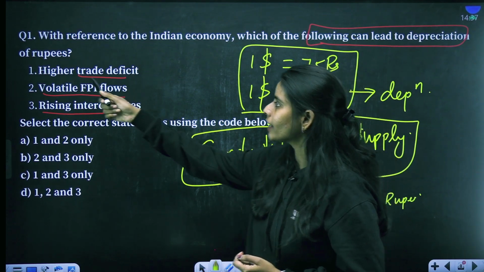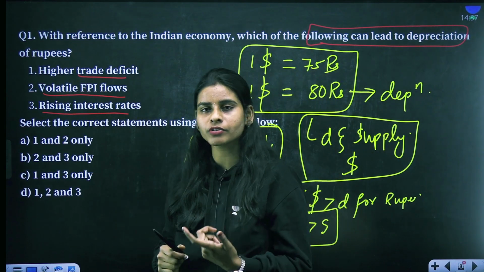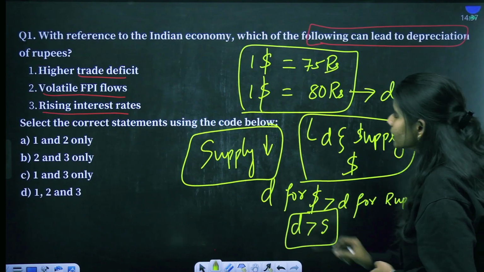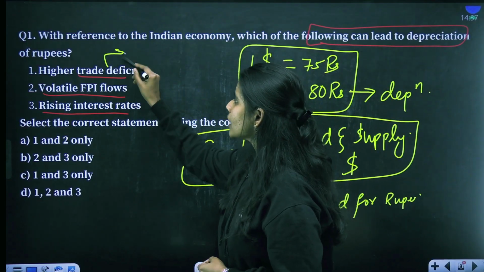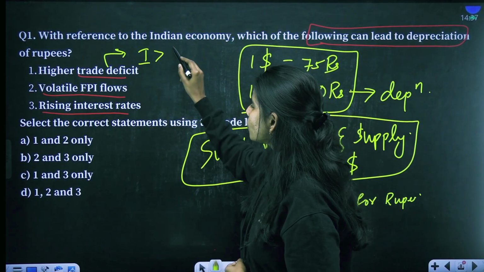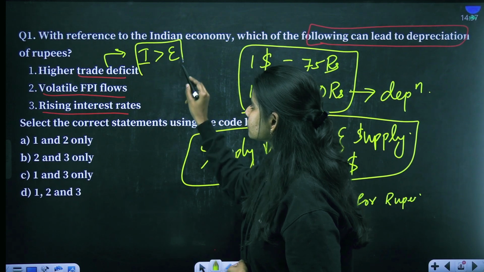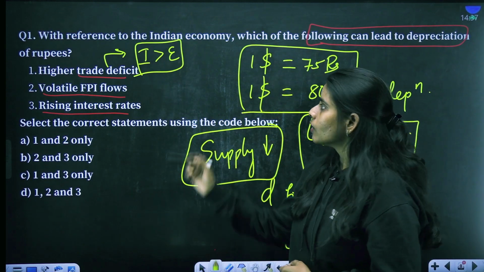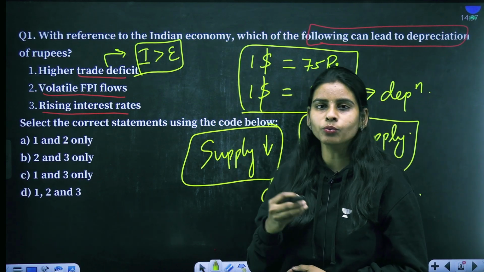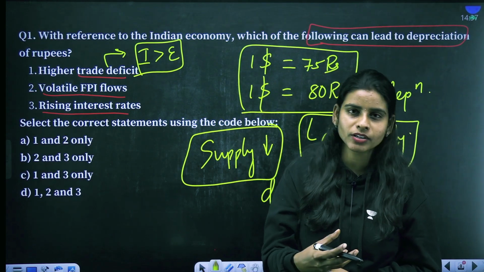Now have a look at the first option, higher trade deficit. What is meant by higher trade deficit? Higher trade deficit happens because of what? Higher imports. Imports greater than exports. Clear? So when the imports are greater than the exports of goods that you make, then you end up having a trade deficit.